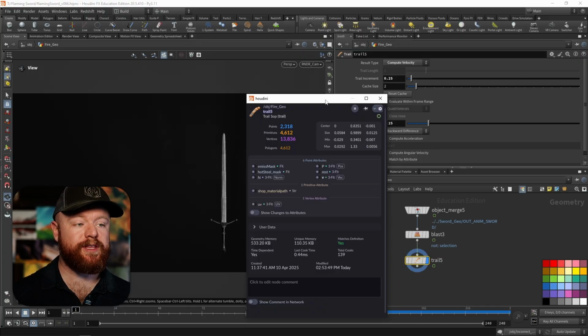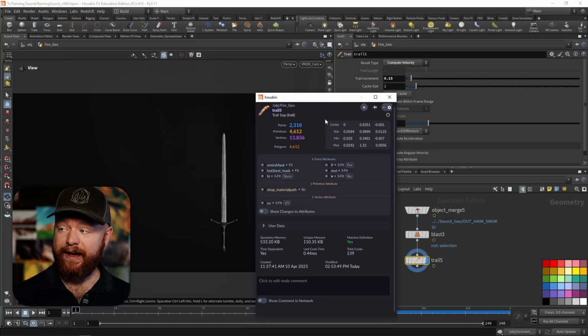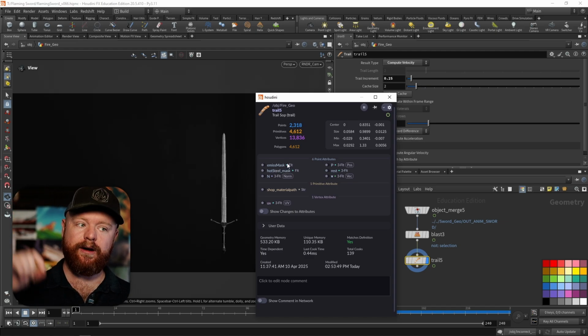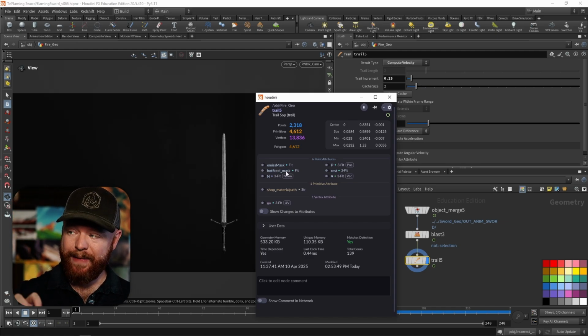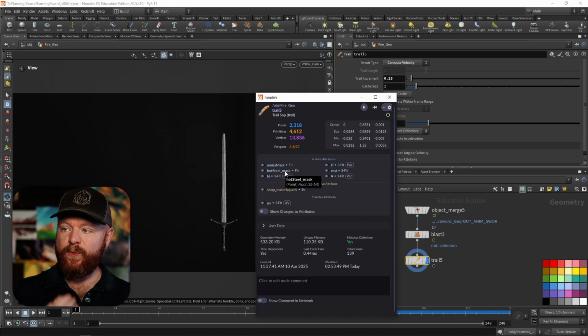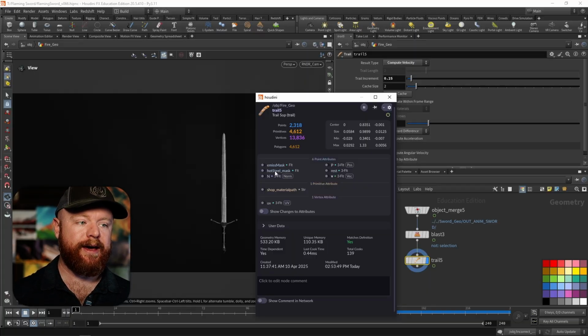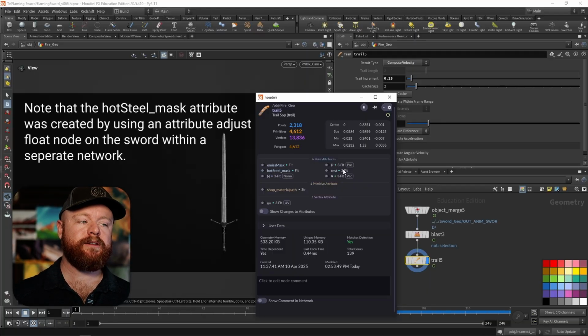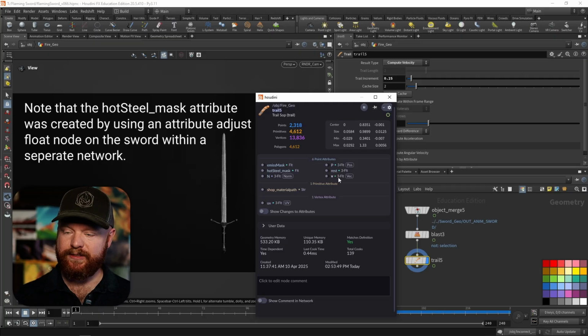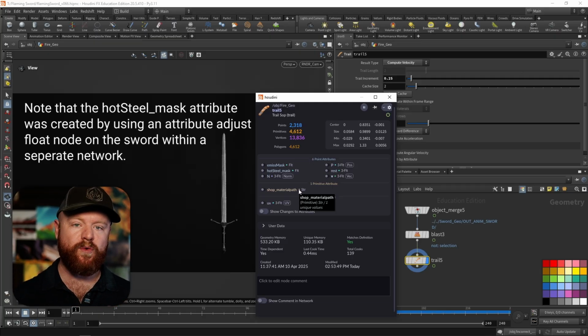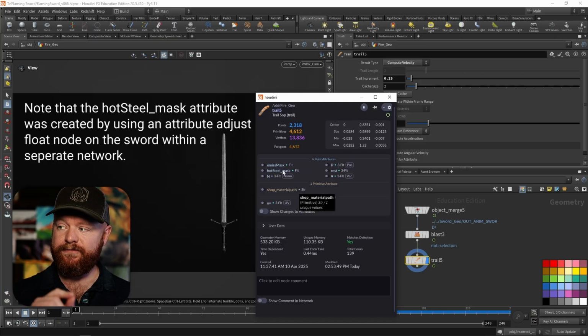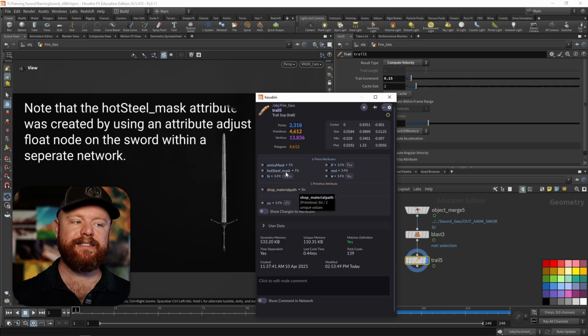And when we go to the attributes, thus far, what I have is an emission mask for where the red hot areas are. I have this hot steel mask. This is going to be where the fire spawns. And we have normal, position, rest, and velocity. This right here is just basic attributes for the shader. And the only attribute we really need for our fire is in this hot steel mask.